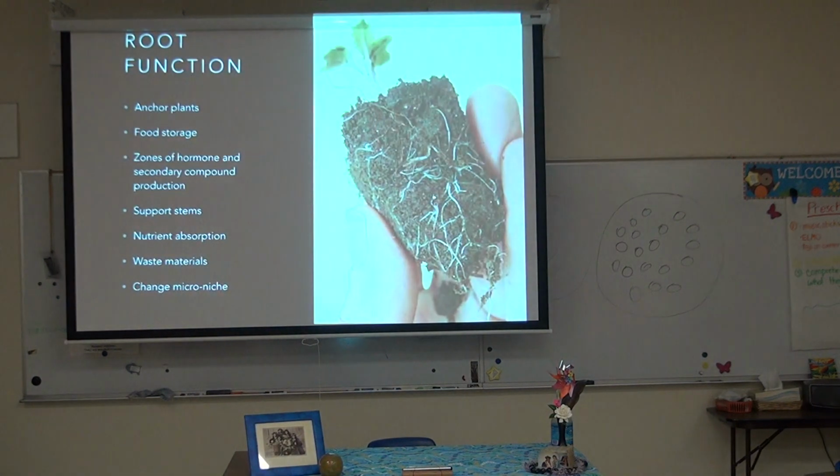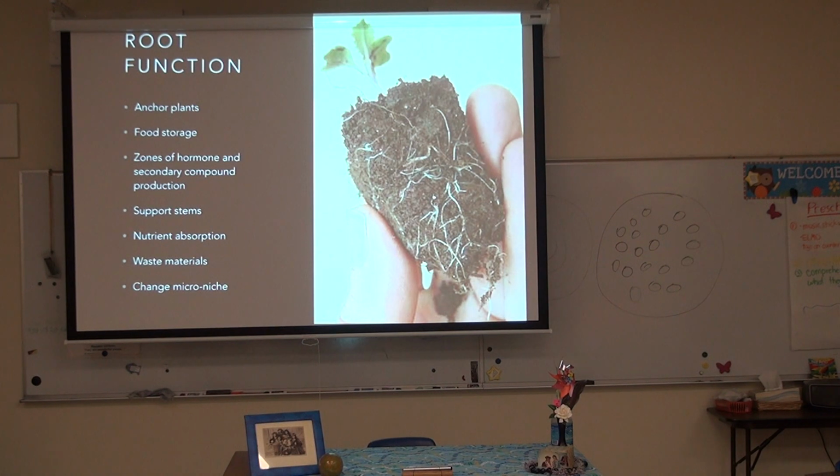Let's get to it. Root function. Well, they anchor plants. We know that. Hold them to the ground. It's a place where plants store food. They bring sugars from the leaves down to the roots for storage. Roots are also zones of hormone and secondary compound production. So those communication tools are usually produced in the leaf or in the roots.